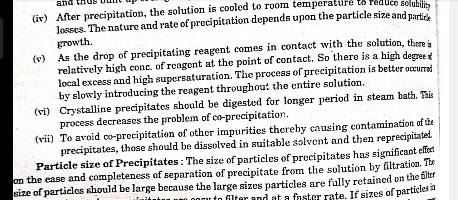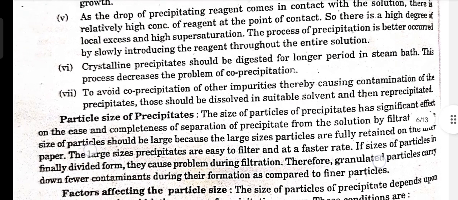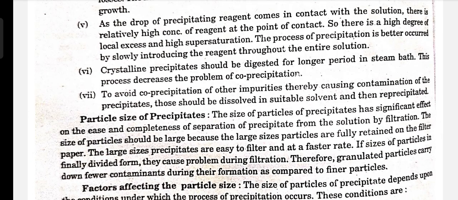Number 6, crystalline precipitates should be digested for a longer period in a steam bath. This process decreases the problem of co-precipitation. Number 7, to avoid co-precipitation of other impurities, thereby causing contamination of the precipitates, those should be dissolved in a suitable solvent and then re-precipitated.